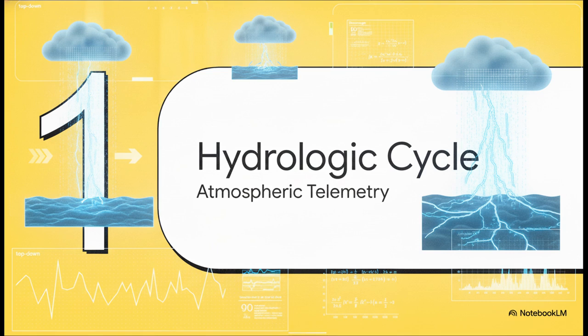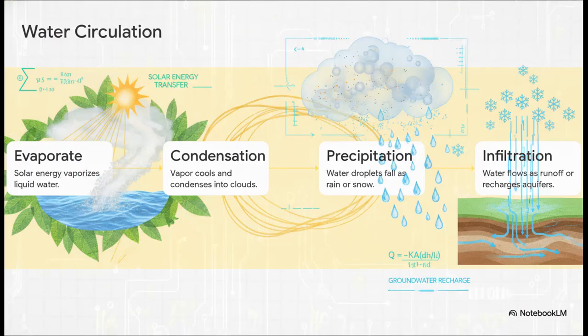Let's see how this whole thing builds from the top down, starting with the massive atmospheric engine that drives it all. So, water is in continuous circulation, and it's powered entirely by solar energy. It all starts with evapotranspiration. That's a combination of the sun vaporizing liquid water and plants actively contributing water vapor through a process called transpiration. That invisible vapor rises, cools, and then condenses around microscopic dust particles to form clouds. Eventually, those droplets collide and fall as precipitation.